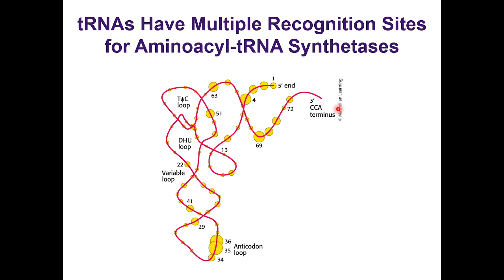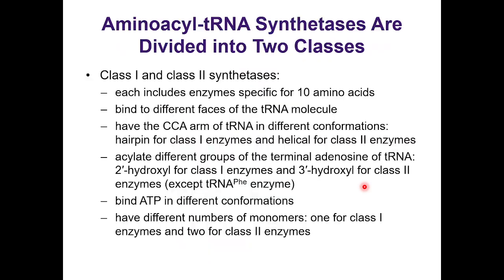Now, again, these are going to have the tRNAs. They're actually going to have multiple recognition sites for amino acid tRNA synthetases. It's actually not just the anti-codon loop that has a recognition site. So these yellow portions are the recognition sites that are going to be recognized right here. It's a lot more recognition than you thought, right? And so that's going to determine the recognition of the synthetase and then give you the correct amino acid linked. So class 1 and class 2 synthetases, each of these are going to include enzymes that are specific for 10 amino acids.